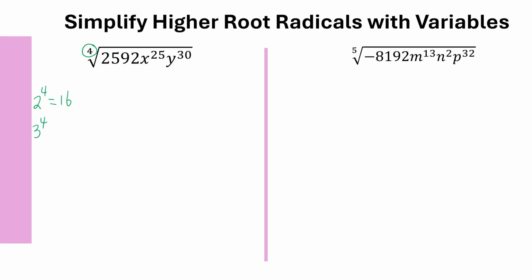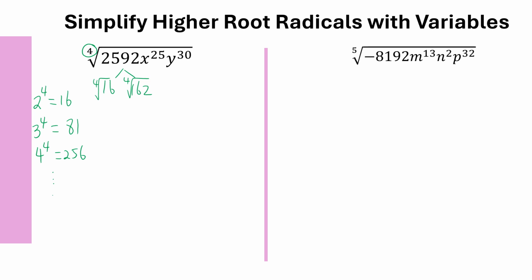3 to the fourth power is 81. And then 4 to the fourth power is 256. And you can continue the list here. So I know that 16 can go into 2,592 162 times. So now I'm going to take the fourth root of each number.